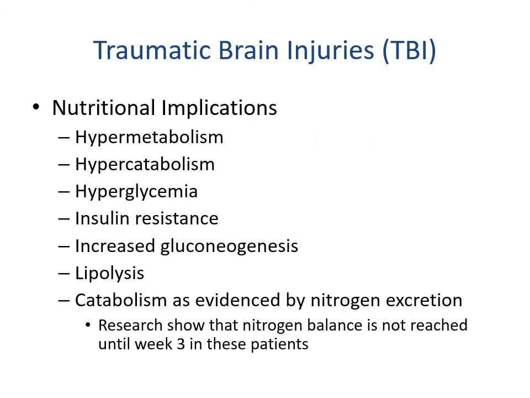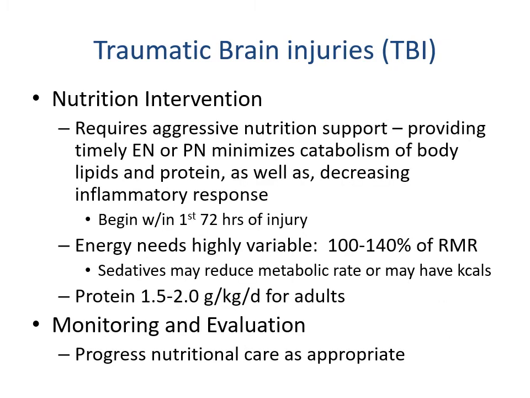So we may see in these patients hypermetabolism, hypercatabolism, so an increased breakdown of muscle mass, hyperglycemia, insulin resistance, increased gluconeogenesis, and lipolysis, and so catabolism as evidenced by nitrogen excretion. Research has shown that nitrogen balance is not reached until week 3 in these patients. So again, similar to that trauma and stress patient that we looked at in the previous chapters, you're going to have that significant catabolic response with inflammation and breakdown of tissue.